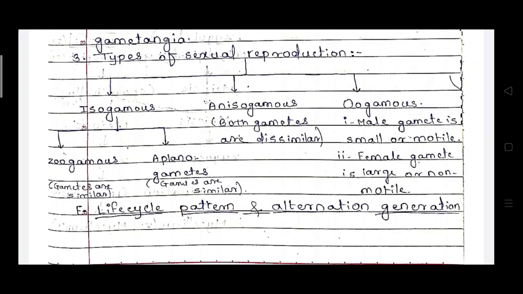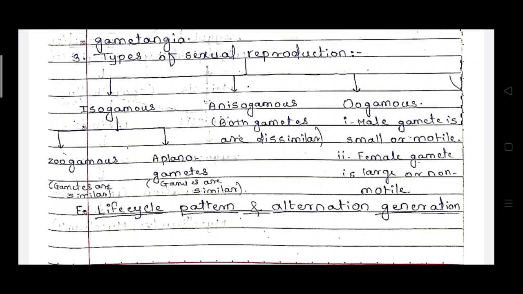So these three different types of sexual reproduction mainly take place in the fungi groups: आइसोगैमस, अनिसोगैमस एंड oogamous. आइसोगैमस में क्या होता है, वहाँ पे एक तो जूगैमस या अप्लानोगैमेट्स प्रोड्यूस होते हैं, बट दिस गैमेट्स आर द सिमिलर स्ट्रक्चर. अनिसोगैमस में जो गैमेट्स प्रोड्यूस होते हैं वो डिफरेंट, दोनों गैमेट्स डिफरेंट स्ट्रक्चर रहता है. और oogamous में क्या होता है, जो मेल गैमेट से स्मॉल और मोटाइल रहता है और फीमेल गैमेट लार्ज और नॉन मोटाइल रहता है. So this is regarding the reproduction.